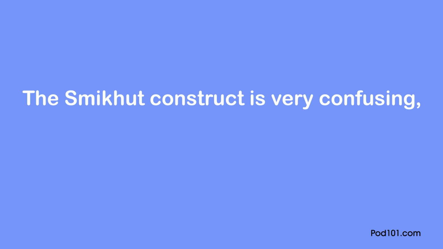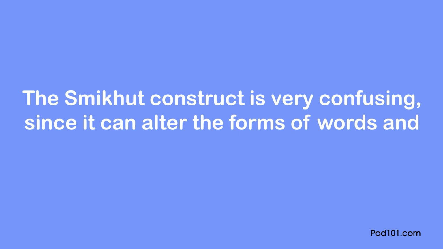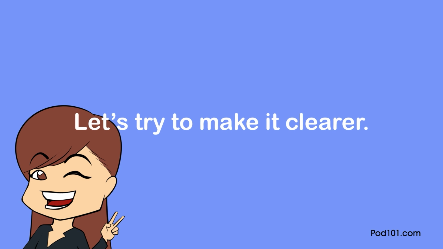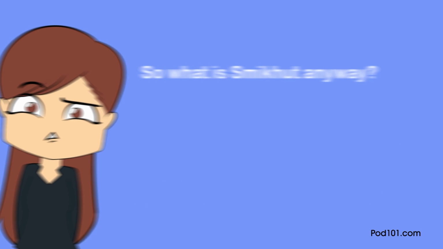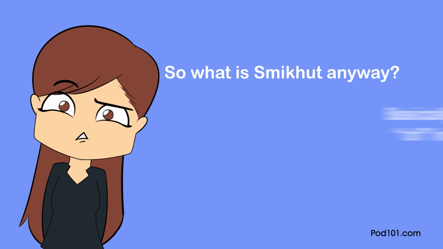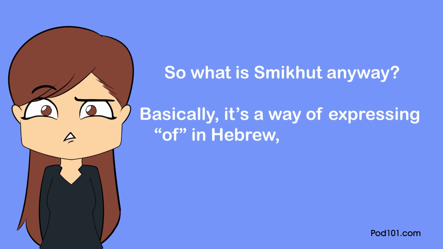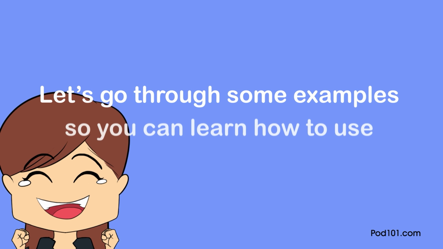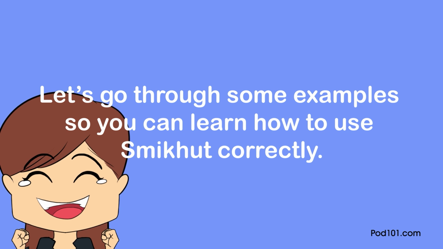The question for this lesson is, what is the construct state smichut and what are its rules? The smichut construct is very confusing, since it can alter the forms of words and change all kinds of grammatical rules. Let's try to make it clearer. So what is smichut anyway? Basically, it's a way of expressing of in Hebrew, and it consists of two words side by side that create a noun. Let's go through some examples so you can learn how to use smichut correctly.